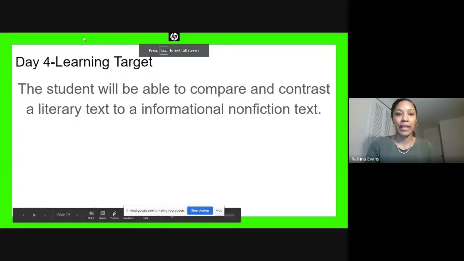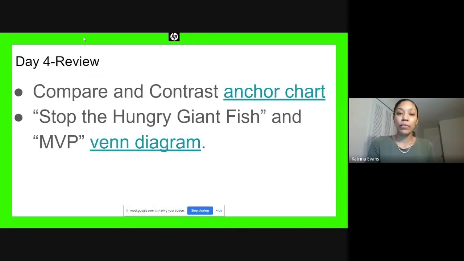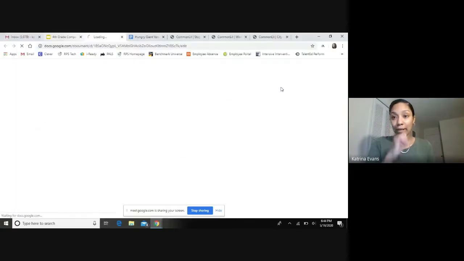Hold on again while I share my screen. So, our learning target for today is that the student will be able to compare and contrast a literary text to an informational nonfiction text. Before we move further, let us review the anchor chart that we have for compare and contrast.